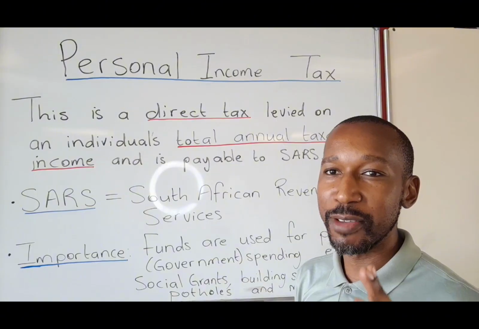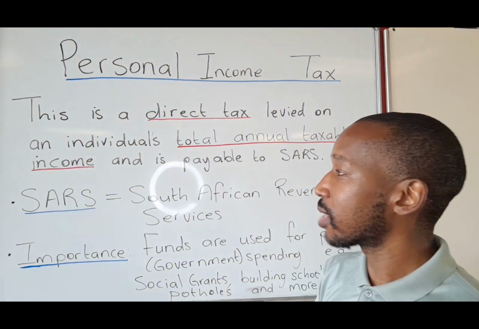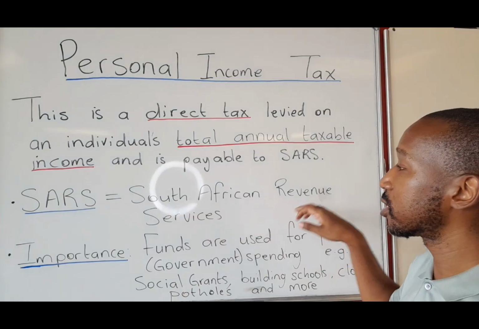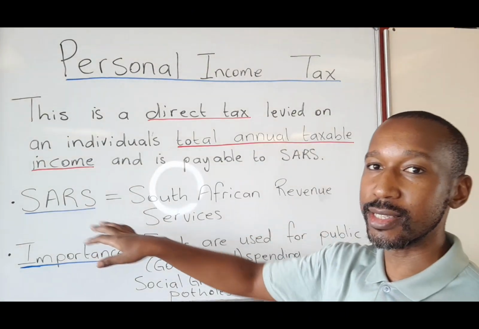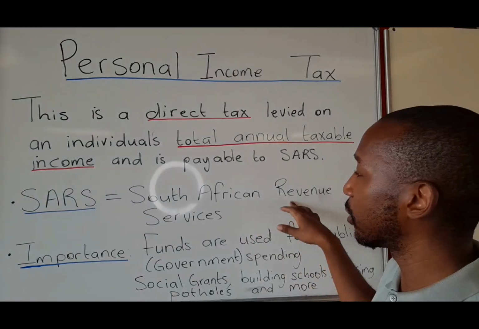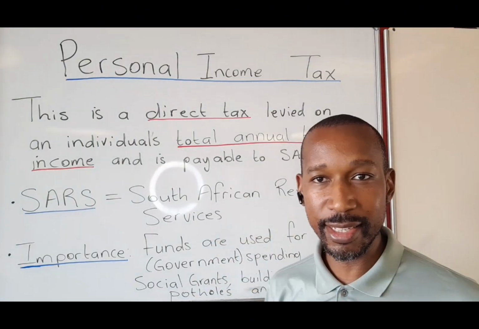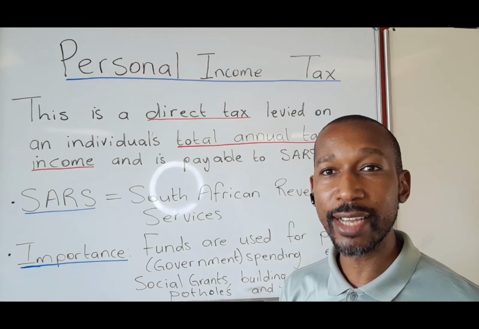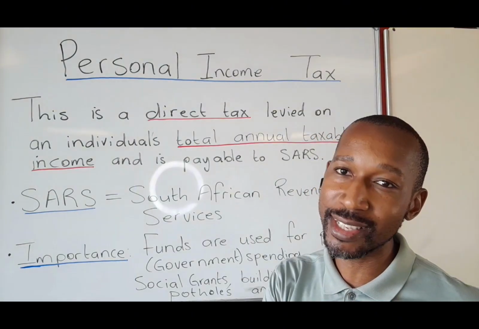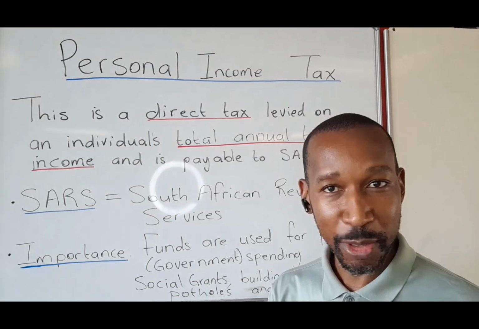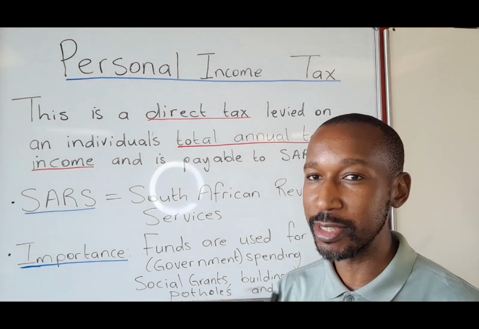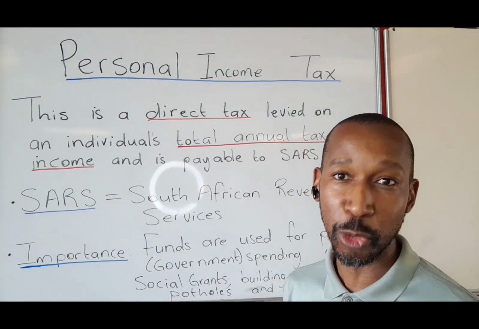Now let's look into the fact of what is SARS. SARS is South African Revenue Services. So this is an acronym that stands for South African Revenue Services. This is an entity that is responsible for collecting money on behalf of the South African government. So that's their job, to collect the government's money that you are holding and I am holding.